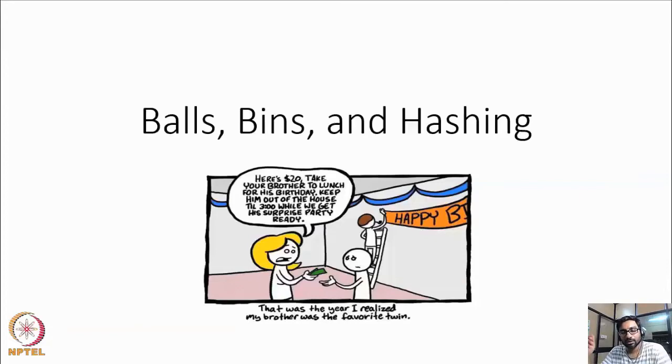Why is this? Let's think a little bit about that, and in the course of doing that, we will develop an understanding of the balls and bins model, which will be helpful for us to visualize what's happening in the birthday paradox. Okay, so without further ado, let's talk about the birthday paradox.